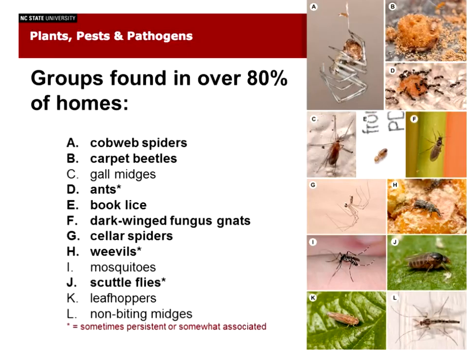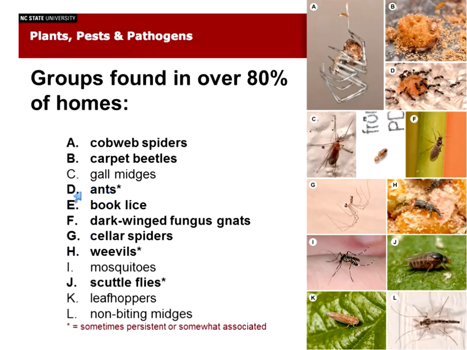Okay, so we found 12 groups in over 80% of homes. In descending order, we found cobweb spiders, carpet beetles, gall midges, ants, book lice, darkwing fungus gnats, cellar spiders, weevils, mosquitoes, scuttleflies, leaf hoppers, and non-biting midges. Now I bolded the ones that are known to live out their lives indoors.